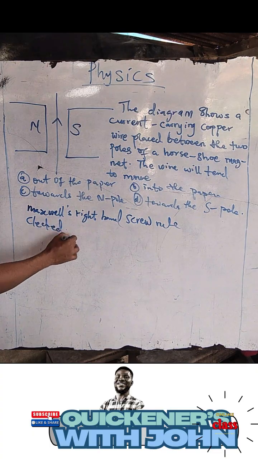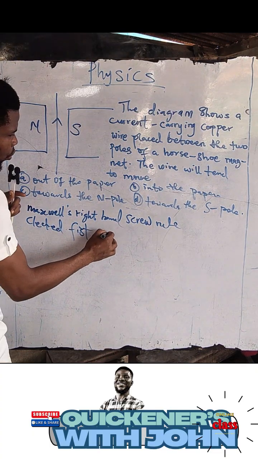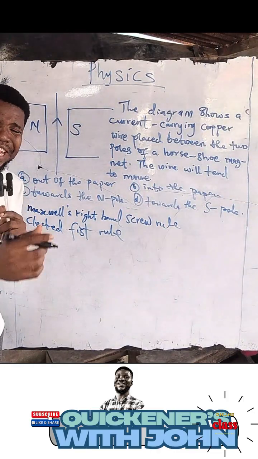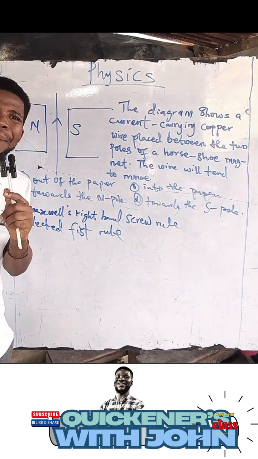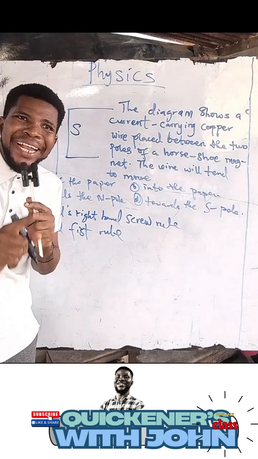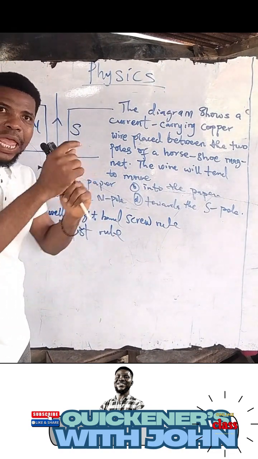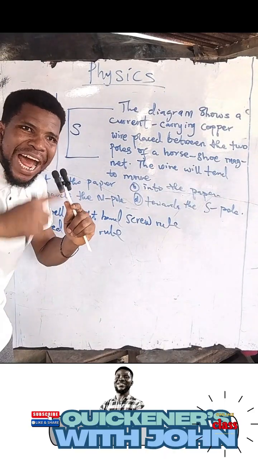Length fish what? Rule. So what are they determining? They are determining the direction of what? Of the magnetic field around a current carrying conductor. Two rules. A wire carrying conductor. What is the direction of the magnetic field?